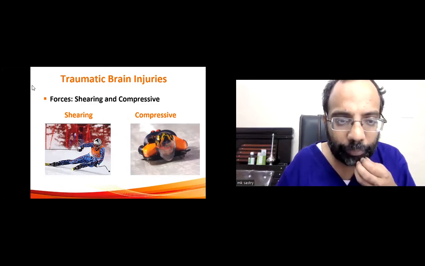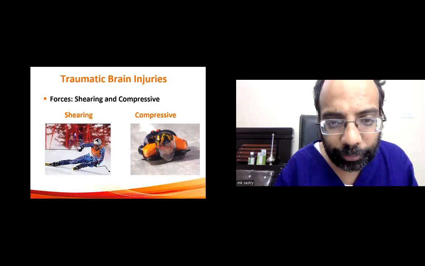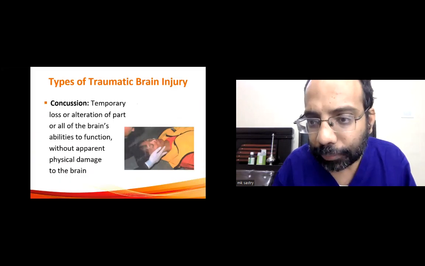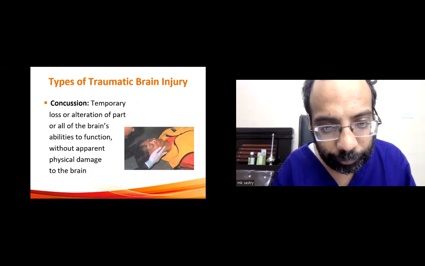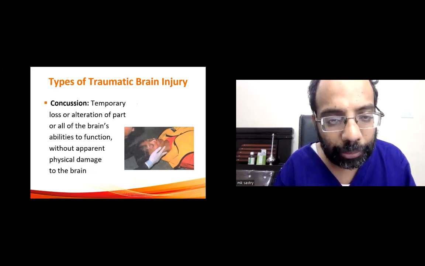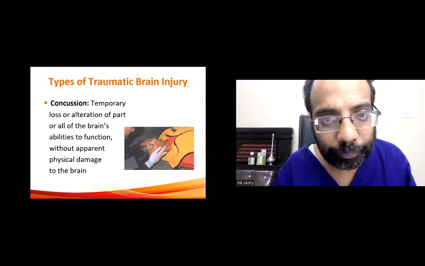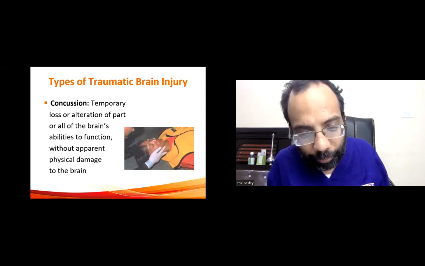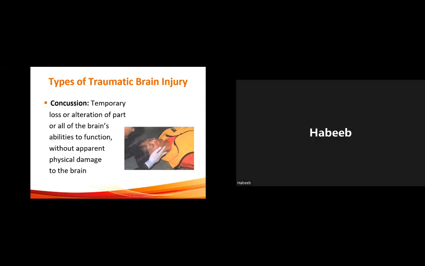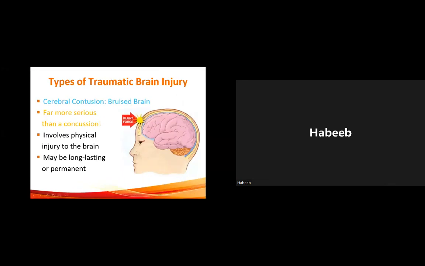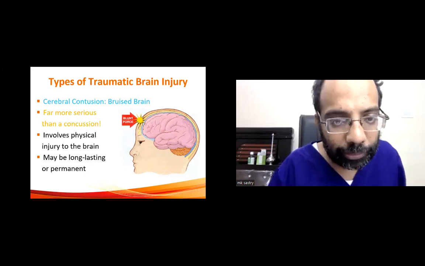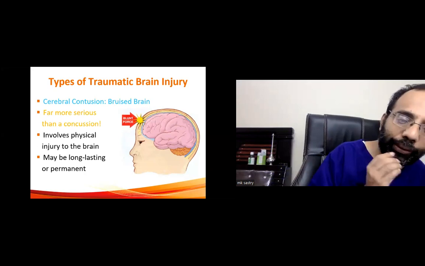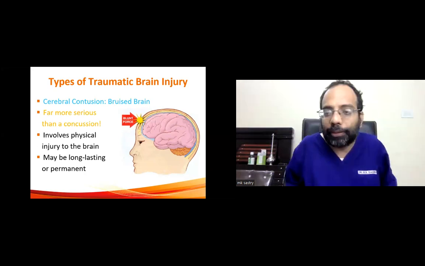For the shearing and compressive. Traumatic is compressive. Next. So, types of brain disabilities: damage to the brain. Physical damage to the what? Here you can see the bruising involves physical injury to the brain. It is a permanent injury. It may be bleeding inside the brain, means internal bleeding inside.